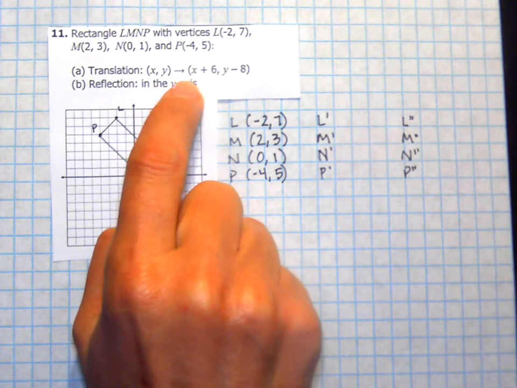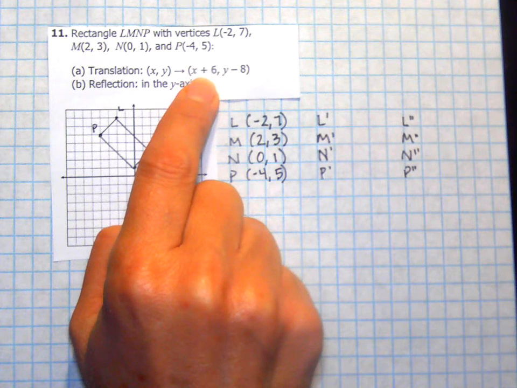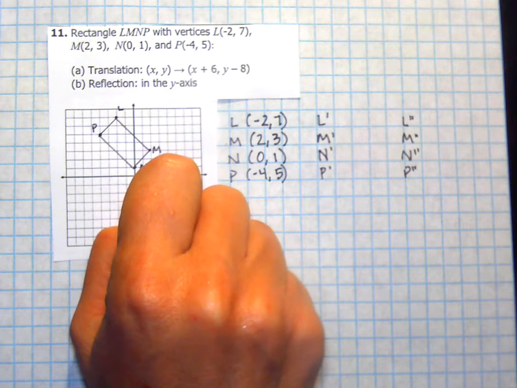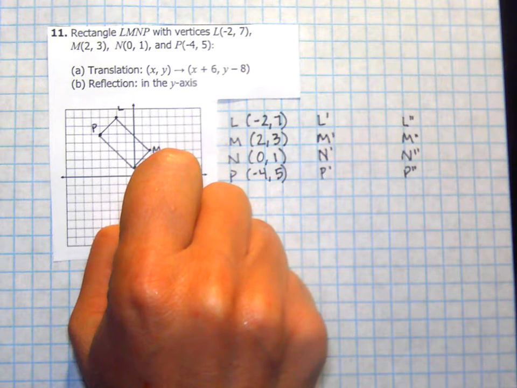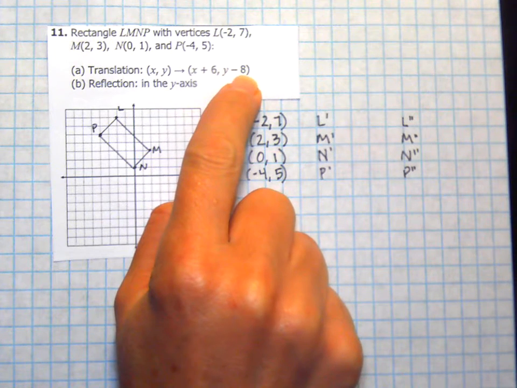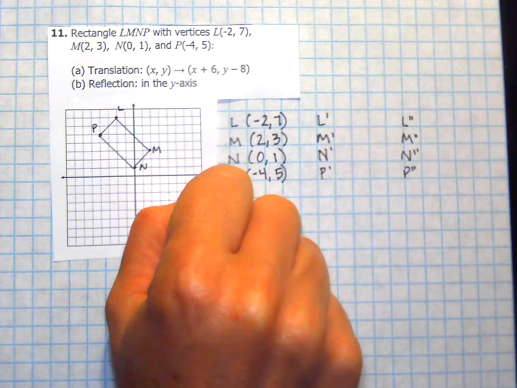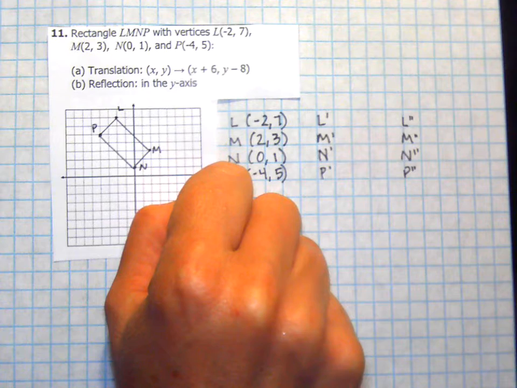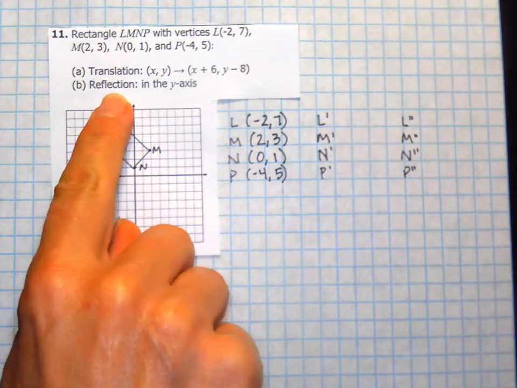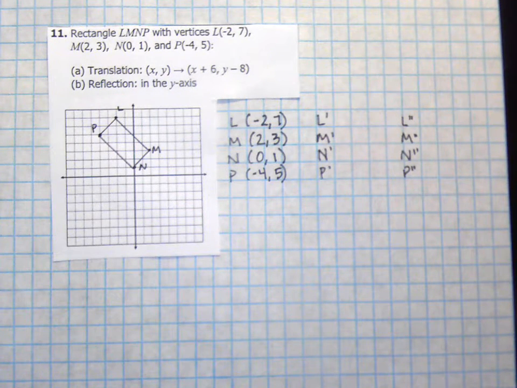I'm going to give you a second in the Nearpod. That x plus 6, what direction does that mean my rectangle is going to move? If you said to the right, you're correct. And that y minus 8, what direction is that going to make my rectangle move? If you said down, you're 100% correct. So I'm going to go ahead and do that, and then after that, I'm going to reflect that new image over the y-axis.